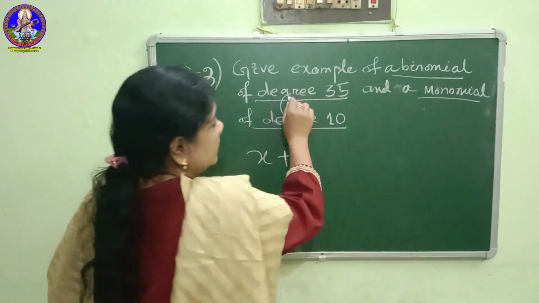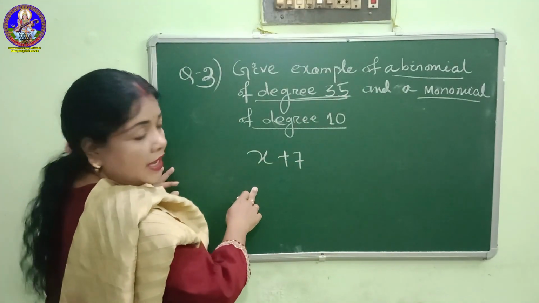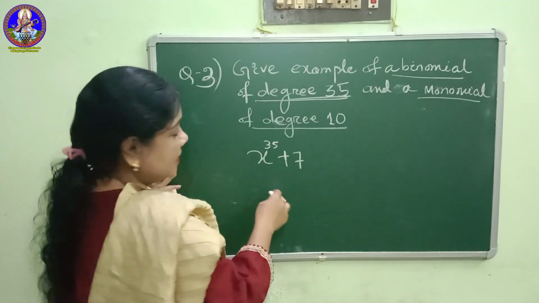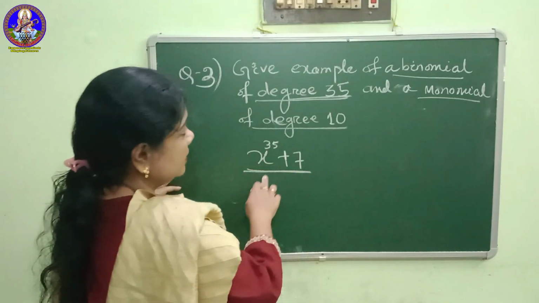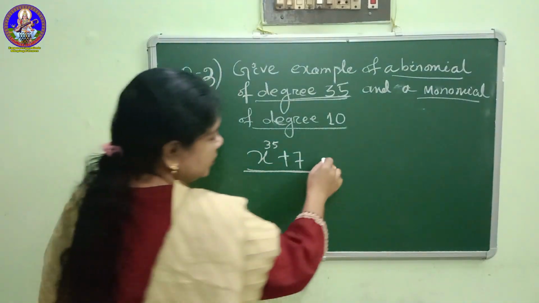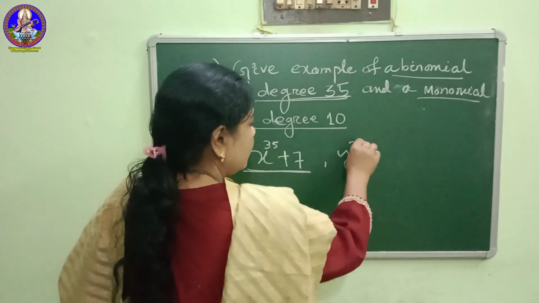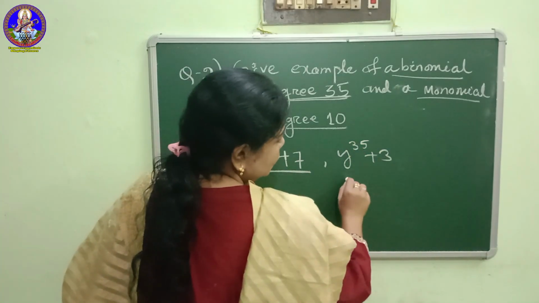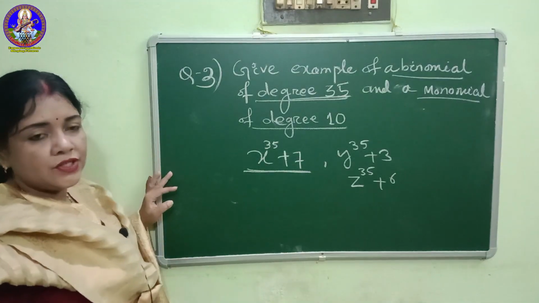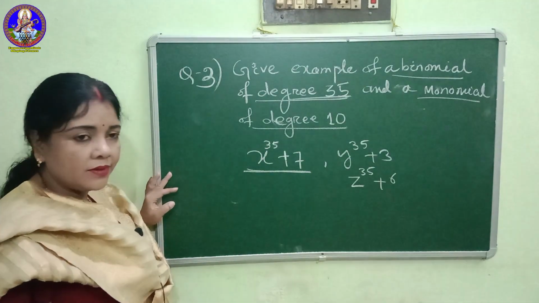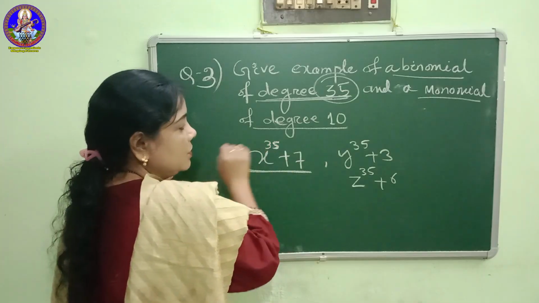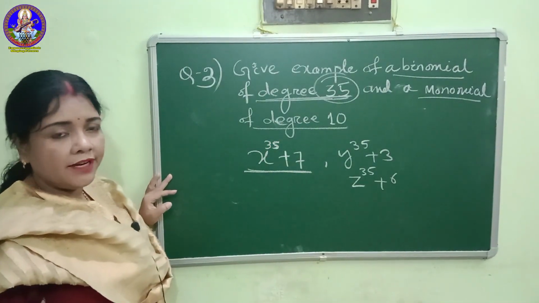But if I write degree 35, it means I have to put a power of 35 on the variable x. Now this particular expression is a binomial having degree 35. You can take anything. For example, you can also take x to the power 35 plus 3. You can also take z to the power 35 plus 6 like that. So x, y, z, whatever you take, it should be a variable, and degree 35 means you have to put 35 as the power of that variable.